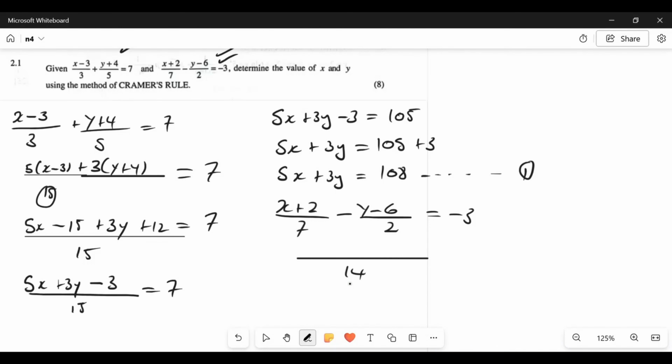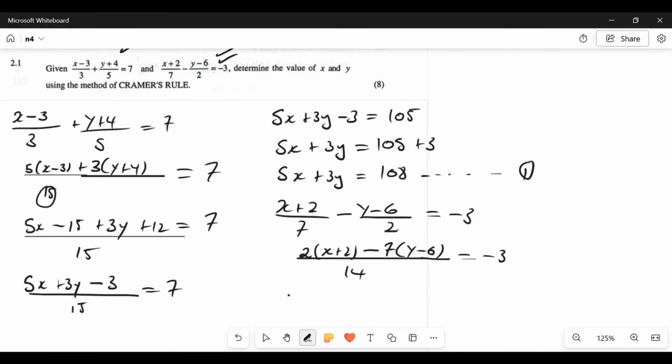So we start with 14 divided by 7. That is going to give us 2 multiplied by x plus 2. And then minus, because we have minus there, guys. Then we have 14 divided by 2. That is going to give us 7. So that's 7 here, and then it's going to multiply y minus 6. All this is equaling to negative 3.